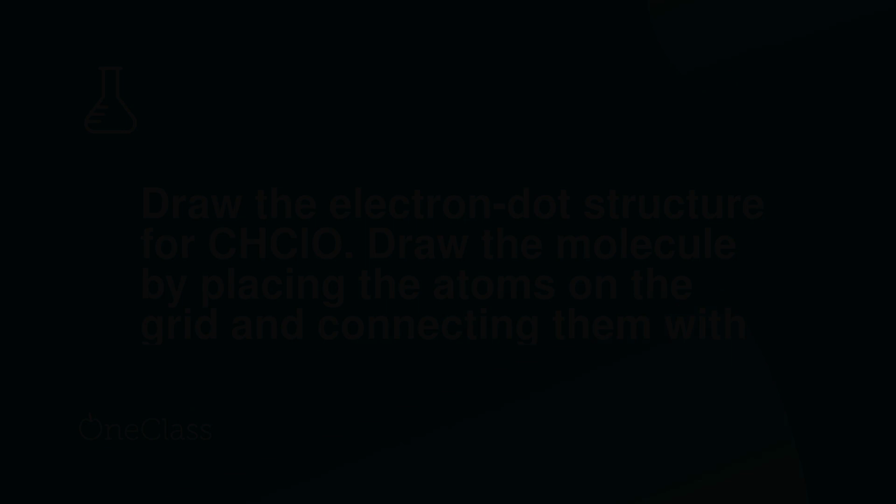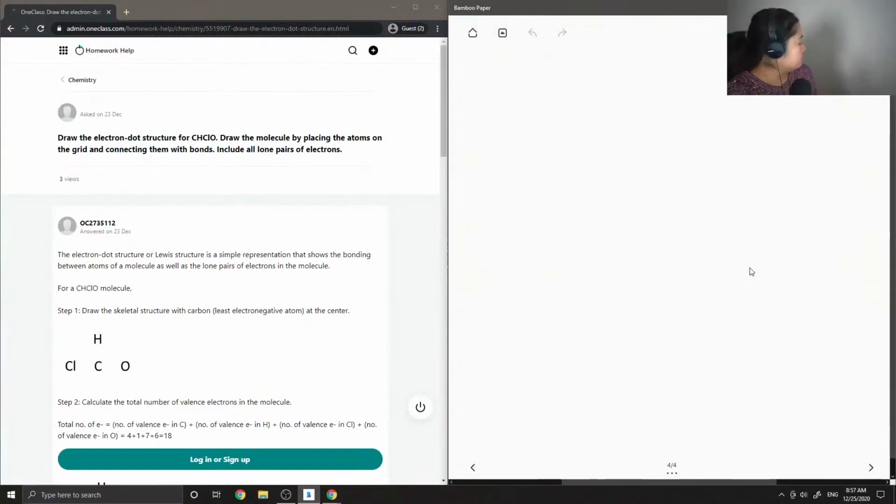Okay, so question number 4. Draw the electron-dot structure of CHClO. Draw the molecule by placing the atoms on the grid and connecting them with bonds. Include all lone pairs of electrons.